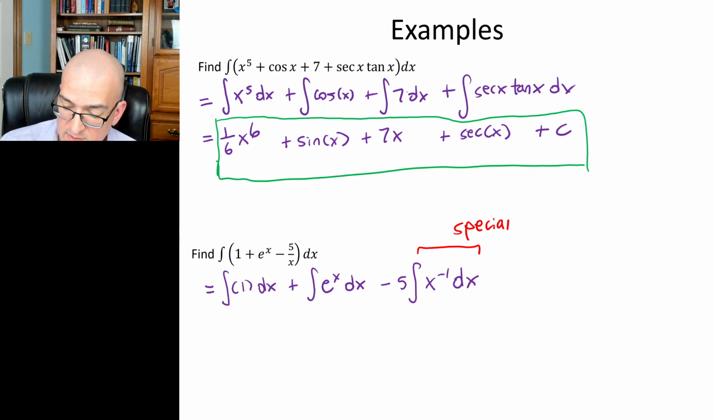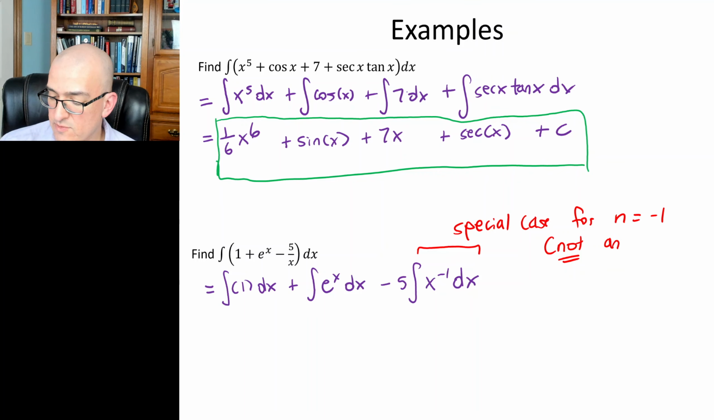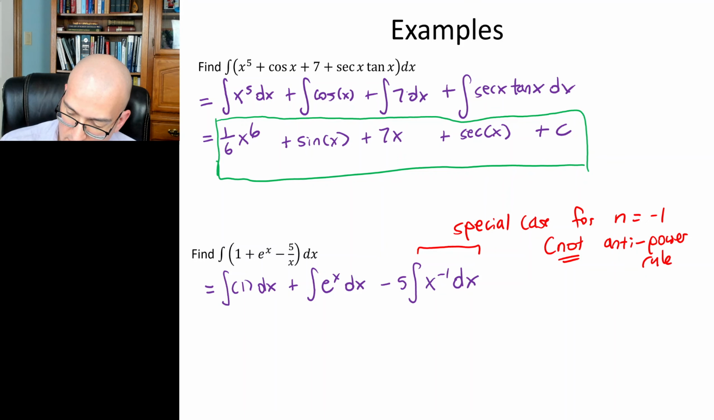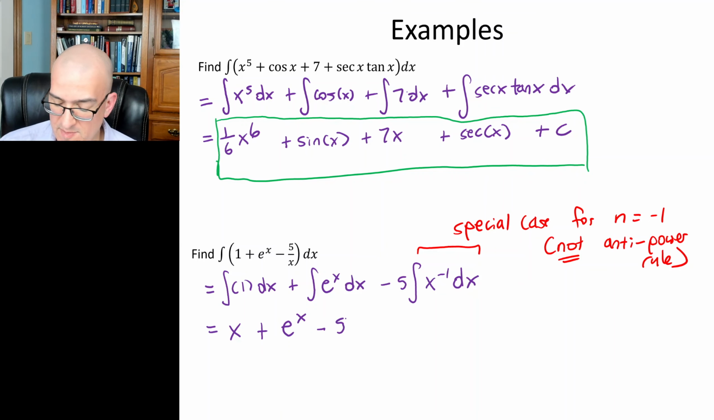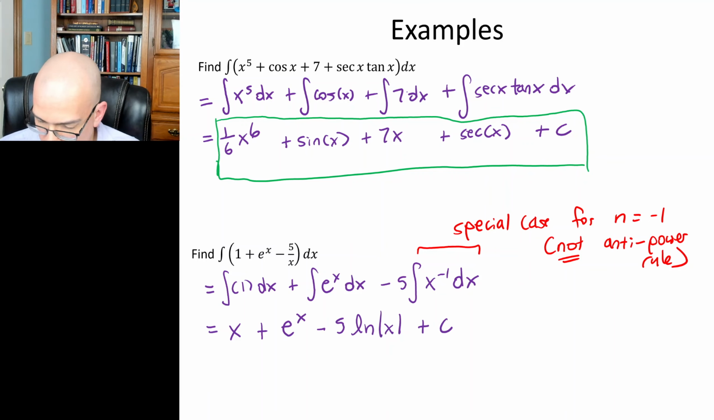Special case for n equals negative 1. It's not the anti-power rule. Antiderivative of 1 is x. Antiderivative of e to the x is e to the x. And then the antiderivative of x to the power of negative 1 is the ln absolute value of x plus c. And that's it.